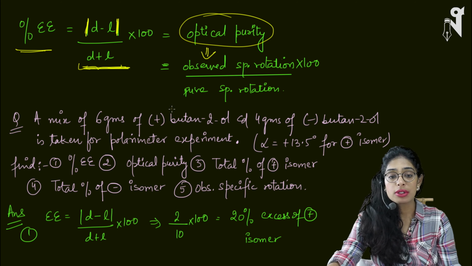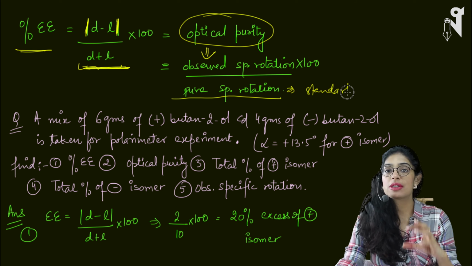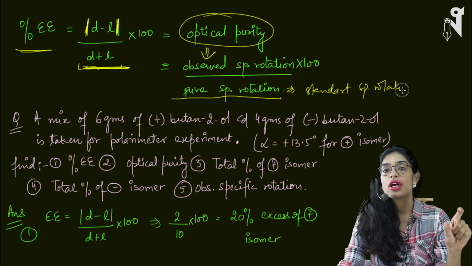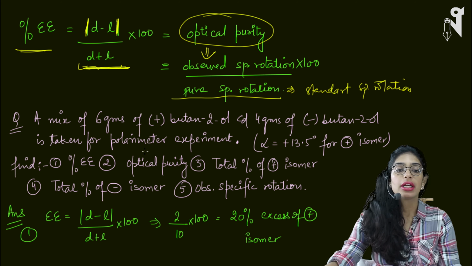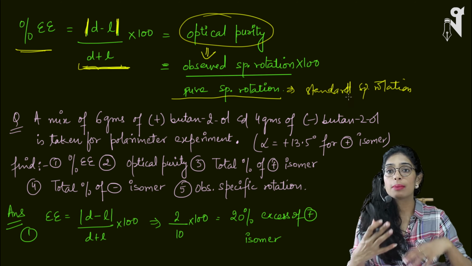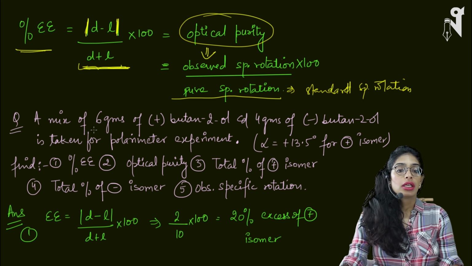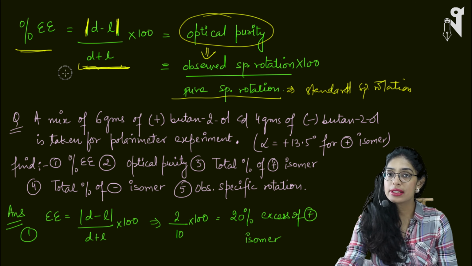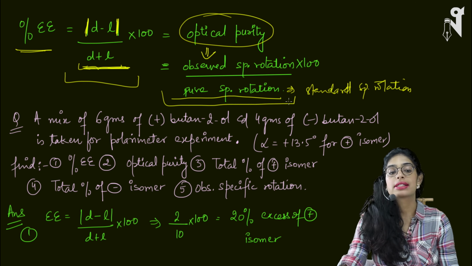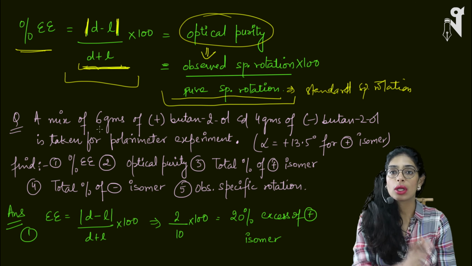Now we can calculate this optical purity through a different formula also, and that is observed specific rotation divided by pure specific rotation. Pure specific rotation is nothing else but the standard specific rotation value which has been derived for a particular compound at a particular concentration, lambda and temperature, right? Now this observed specific rotation will vary depending upon how much quantity of a particular enantiomer is present in a mixture. So both of these things are same. Percentage enantiomeric excess and optical purity are exactly the same, and even this formula and this formula are exactly related to each other. Okay, so now let's see how we are going to use this concept for a question.